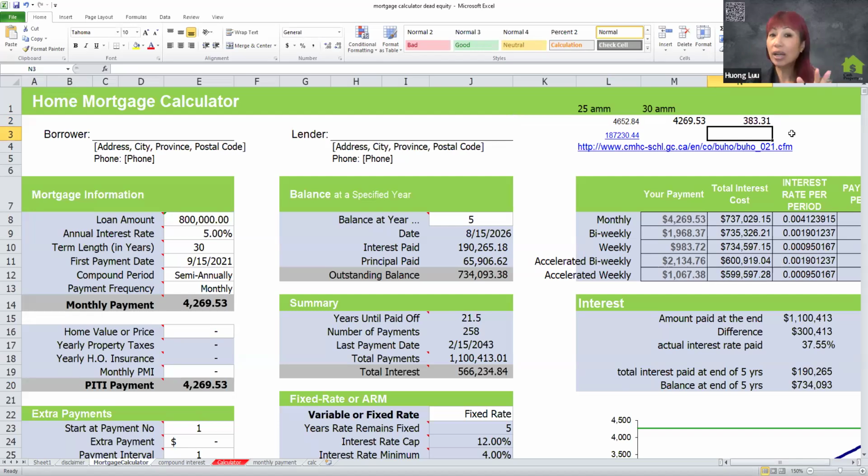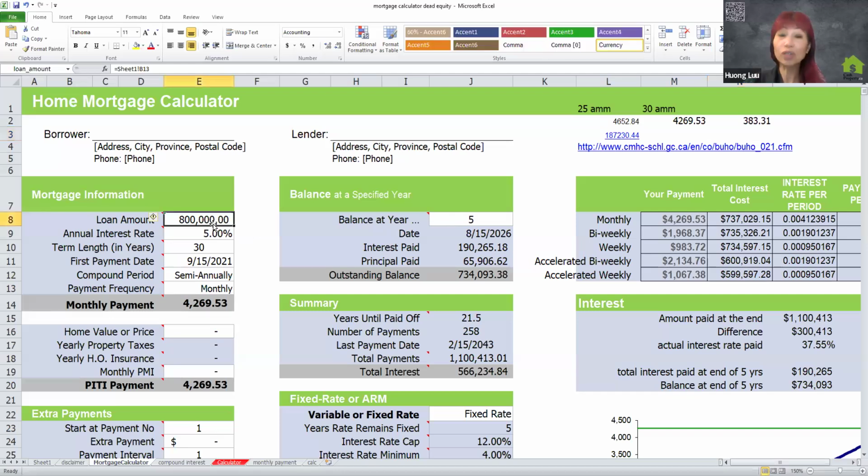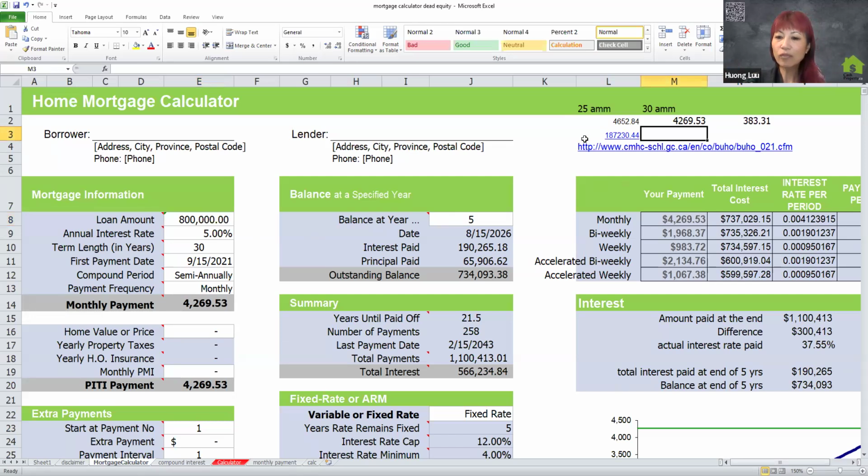Now, this $383 doesn't mean that you don't have to pay it. You have to pay that back at some point because you're still taking out a mortgage of $800,000. So you still have to pay it back. It's just that the banks are giving you a longer time period to pay that back. So it's not free money.